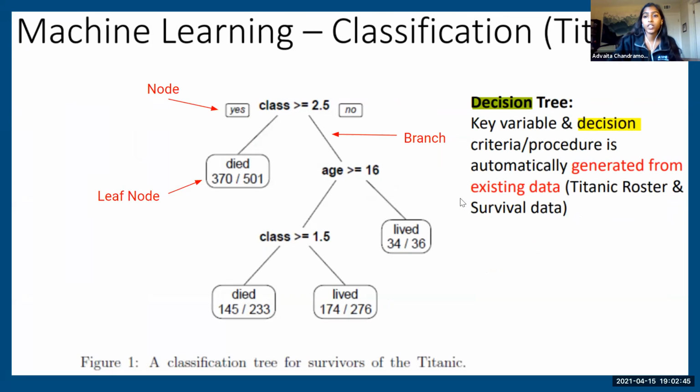So I'm going to specifically talk about decision trees, which is a type of classification algorithm. Classification means that the goal of this machine learning algorithm is to take your data and put it in different bins, so classify it based on different attributes that this data has.